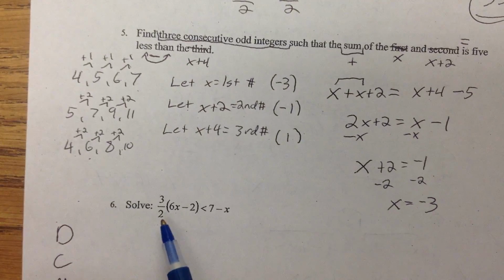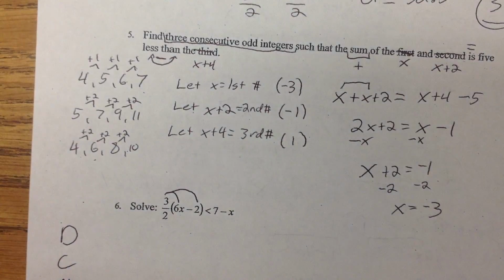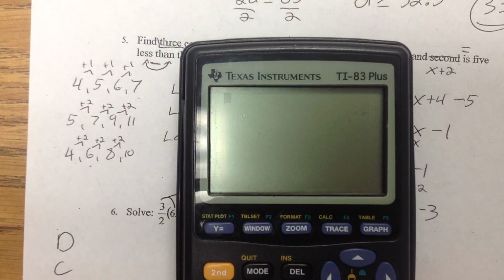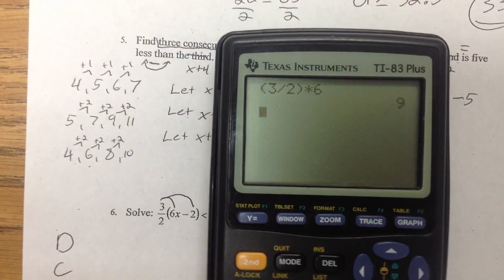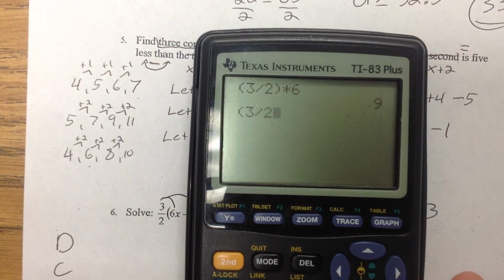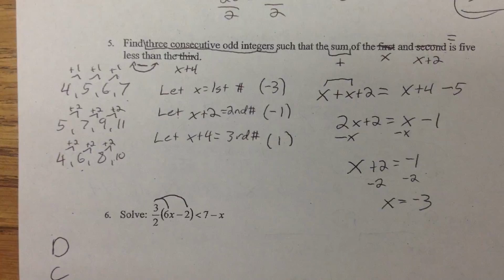Now, a lot of times kids will get freaked out because there's a fraction here. Do not get freaked out by the fraction. It works just the same as an integer, and we can use our calculator to do that multiplication. All right, we just go and type in 3 halves times 6. So that's 9, so that's going to be one of our distributions, and then we'll do 3 halves times negative 2 and get negative 3. So do not get intimidated by the fraction. It's the same distribution we're used to doing.